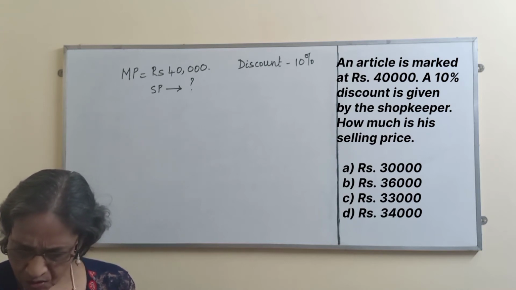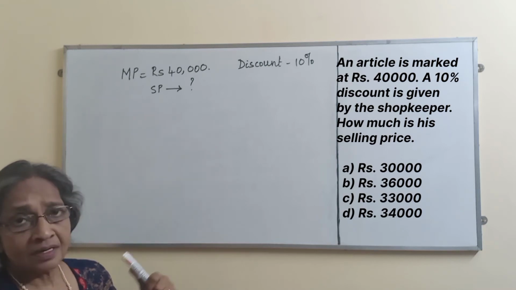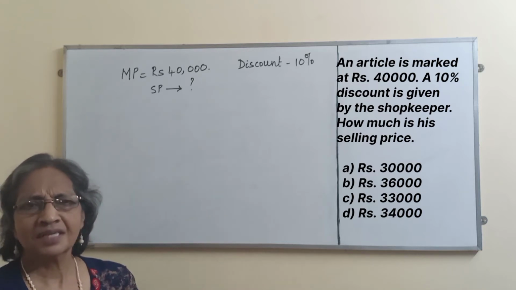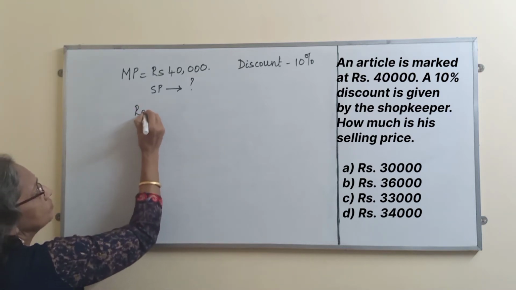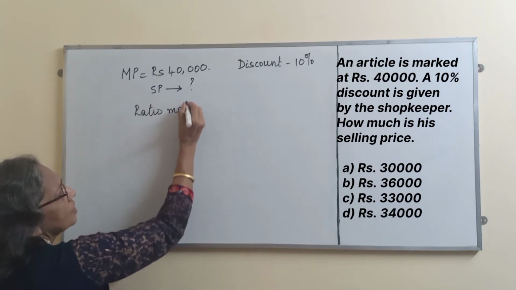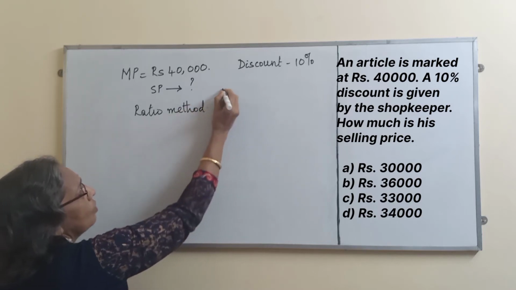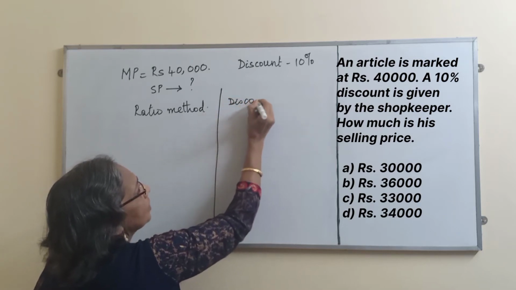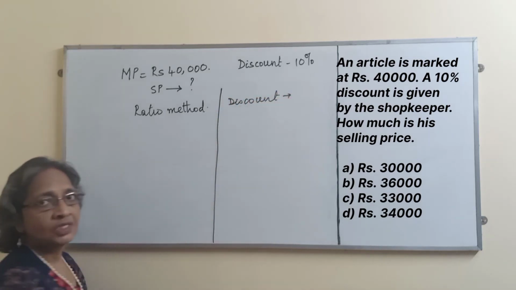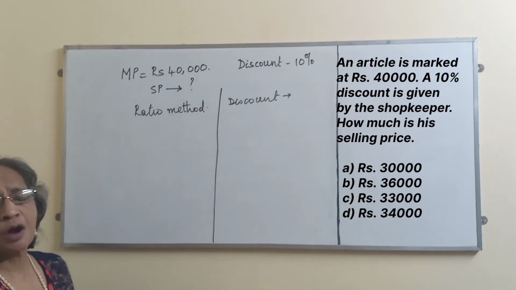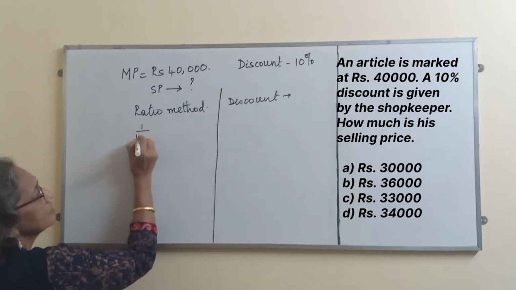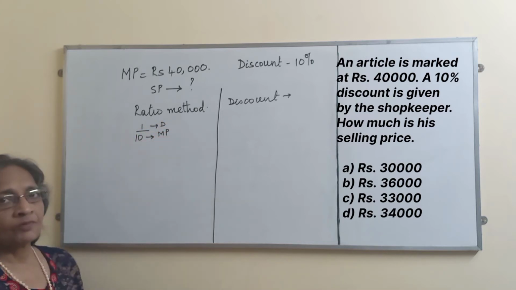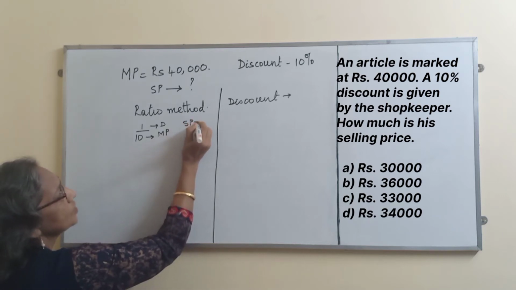Okay? Now, have a look at this. In my first part, I had told you that there are 3 methods. Let's take the ratio method, which is very simple. We'll take the ratio method and we'll also take the discount method. We'll calculate the discount also. So in the ratio method, I have a discount of 10%. That means this is the discount and this is the marked price. Okay? So how much would the selling price be?